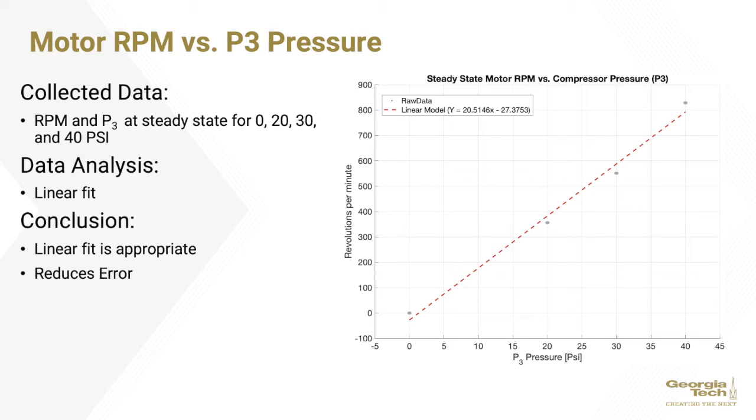The compressor motor RPM and P3 pressure at steady state were gathered for compressor pressure values of 0, 20, 30, and 40 psi. The linear relationship identified in the plot on the right provides justification that the relationship between motor RPM and P3 pressure is linear.